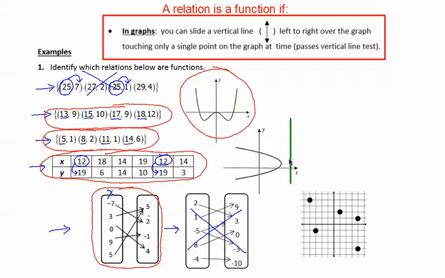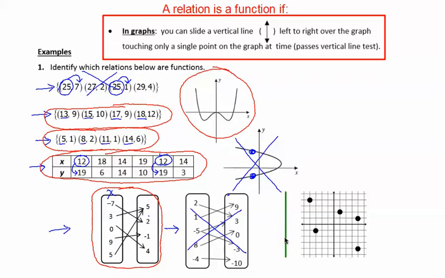Let's look at the next graph. If I take this vertical line and I slide it from left to right, I can see that, for example, at this location, the graph is touching that vertical line at two spots, one here and one here. It should only be one spot at a time, so I cannot call this a function.